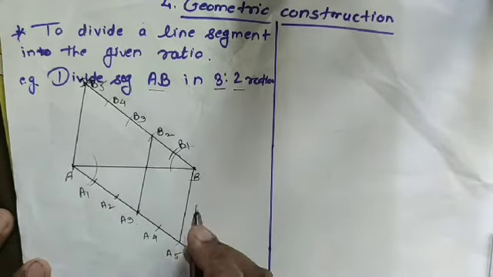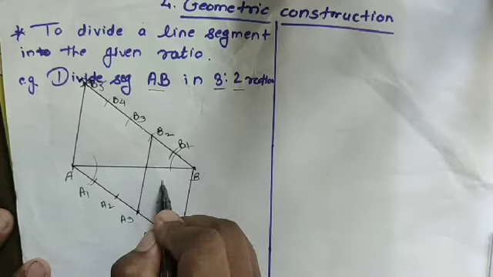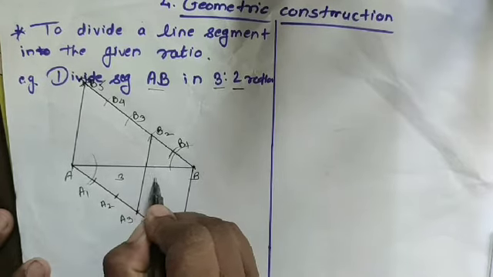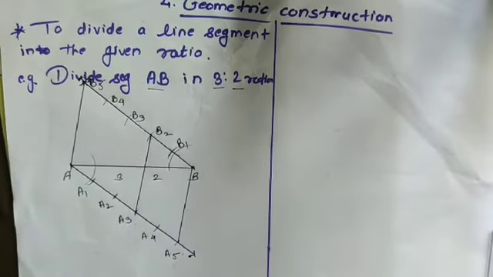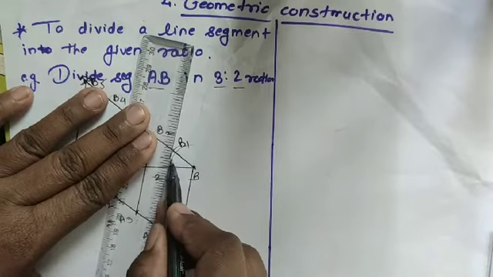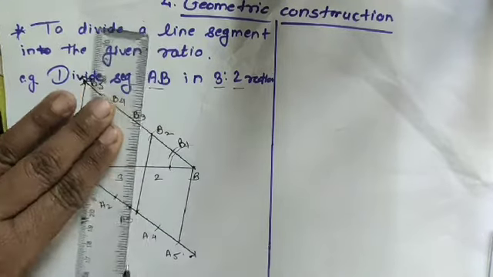These lines are parallel to each other, and I divide this into which parts? 3 as to how many parts? 2 parts. 3 as to 2 parts. If I take it here, just draw the points here. Otherwise, instead of this, if you draw the lines, then also okay.